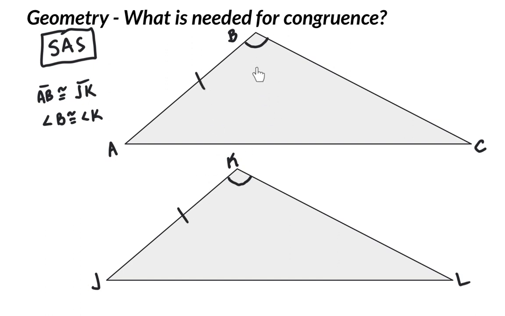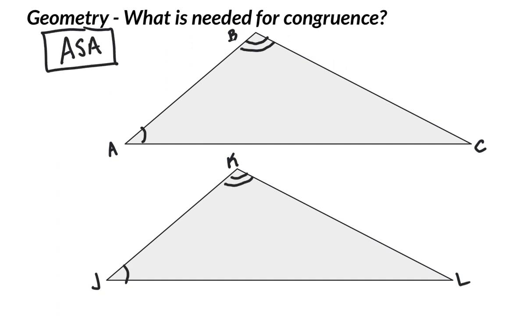I would need the other side that has that angle included, meaning I really need to show, to get congruence, this. So I would need to be able to show that side BC is congruent to side KL. And if I could have that given to me or prove that those were true, then I could use side angle side. Let's do another.